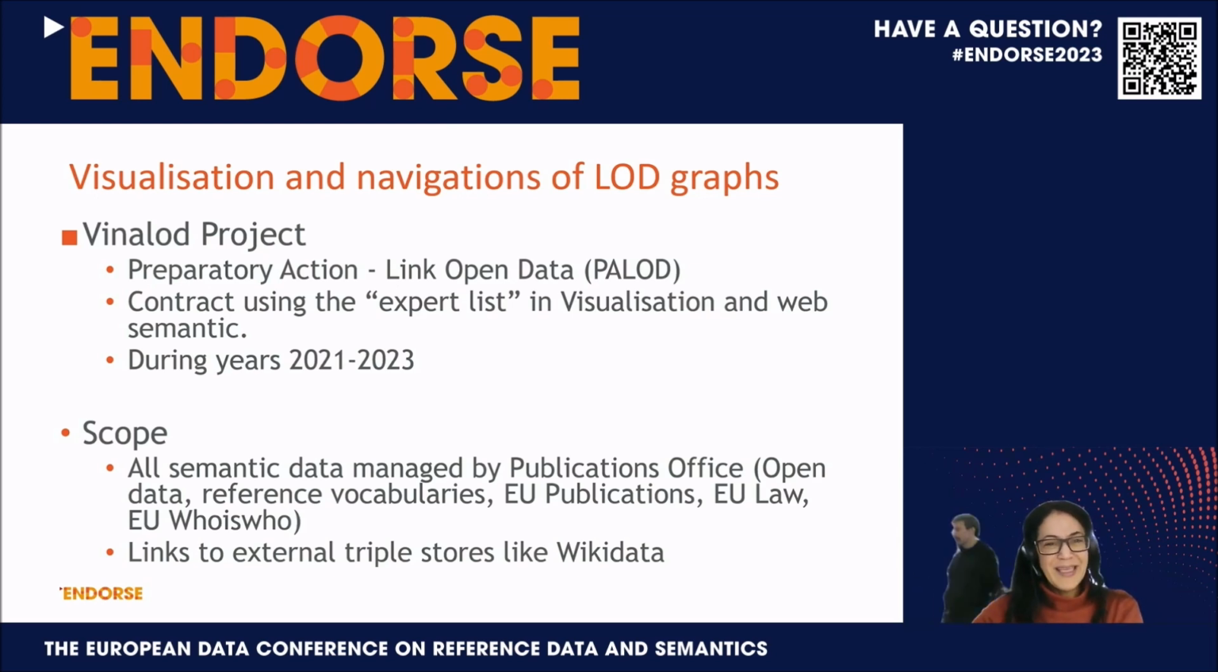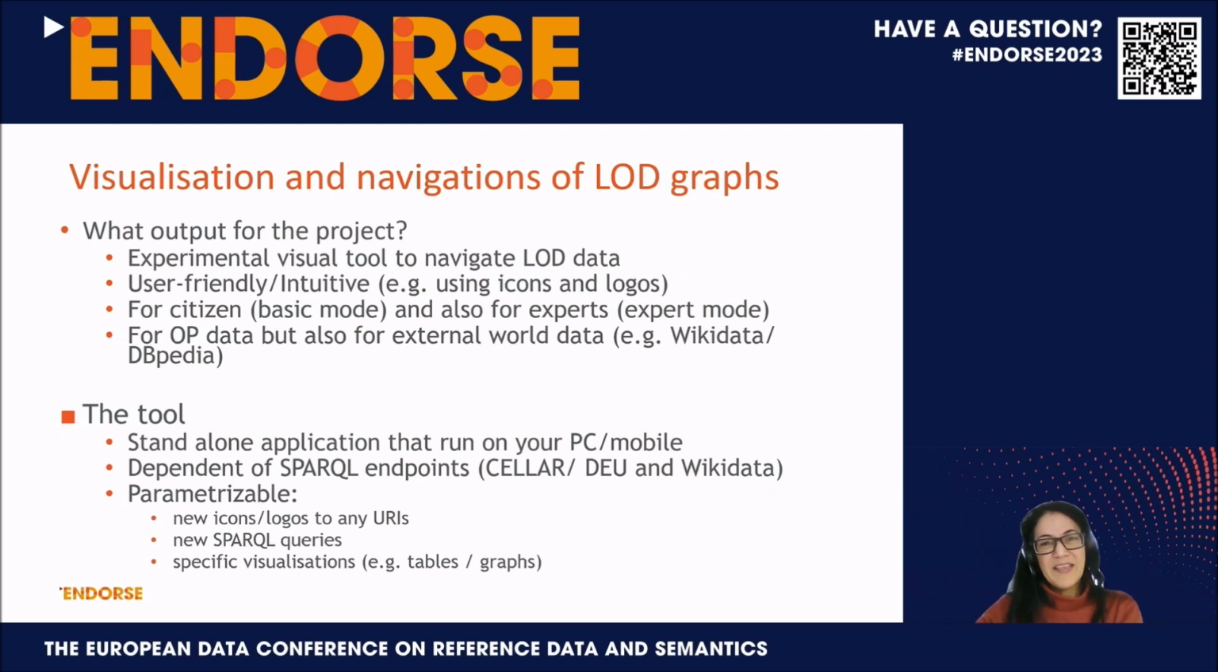So the idea was to see all the richness of the different assets managed by the Publications Office. So you have Eurolex, you have the reference data, of course, and then you have all the publications, and then the open data portal as well. So the 1.5 million and more data sets. How do they talk to each other? And with this tool, you can see not only how they talk to each other, but also beyond. For example, we used a few links to Wikidata via the Who is Who graph.